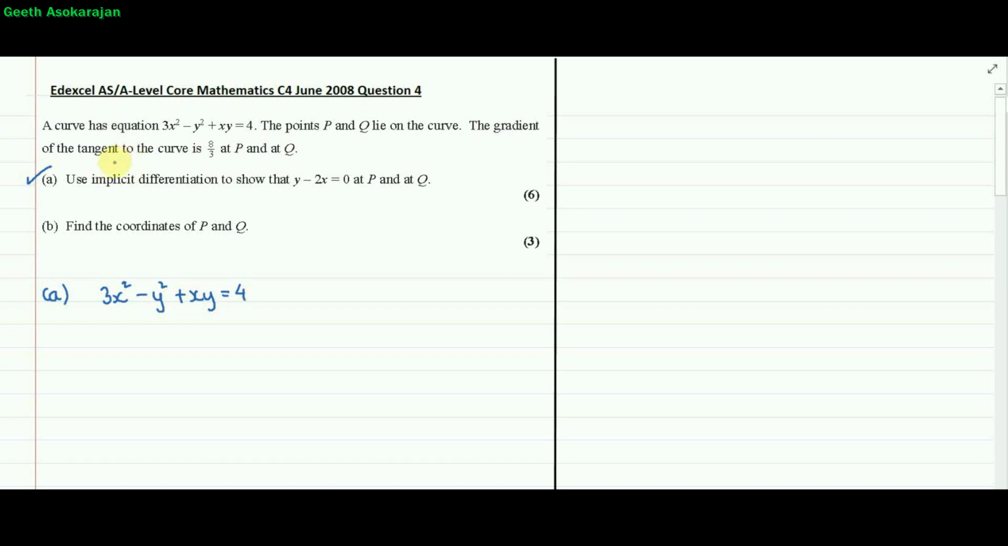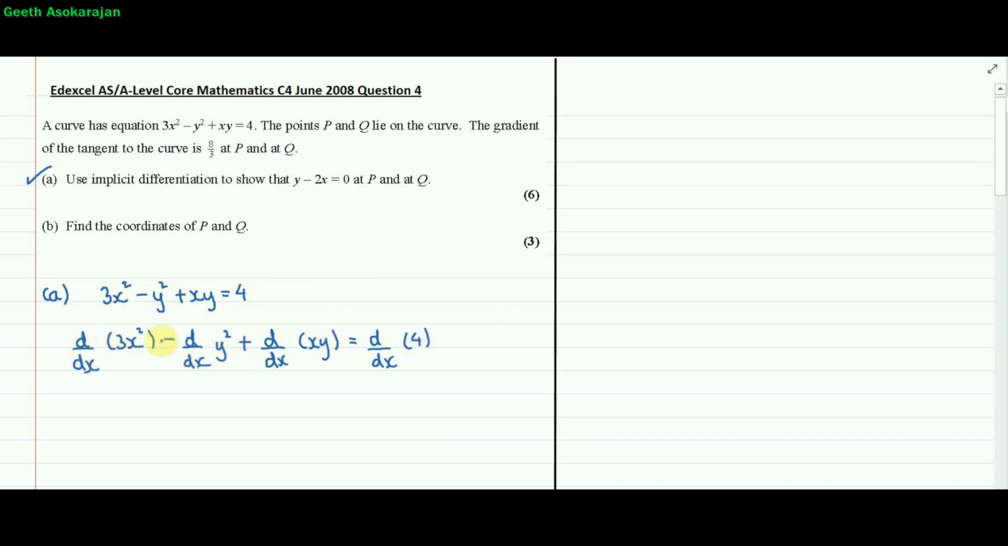So to work out the gradient we need dy over dx. So let's work out dy over dx, the gradient function for this equation. So the first step is we need to differentiate each term in this equation with respect to x. So we need d by dx of 3x squared minus d by dx of y squared plus d by dx of xy, and that is equal to d by dx of the right hand term, which is 4.